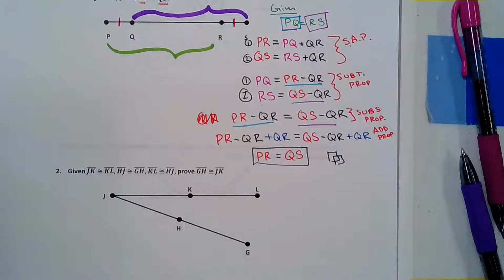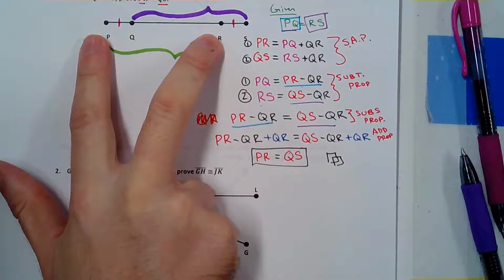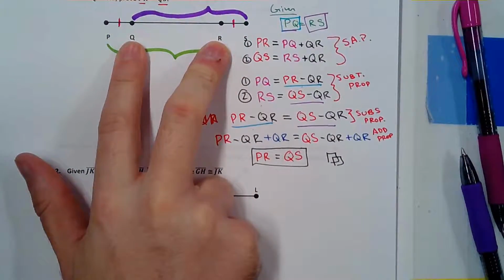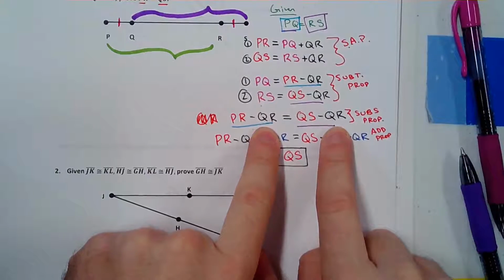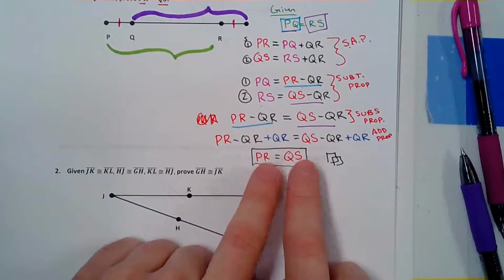So check it out. QS and PR, they have overlap, right? It was QR. See how they had the overlap? They shared that. So that's what ended up going away. Got me to my goal.